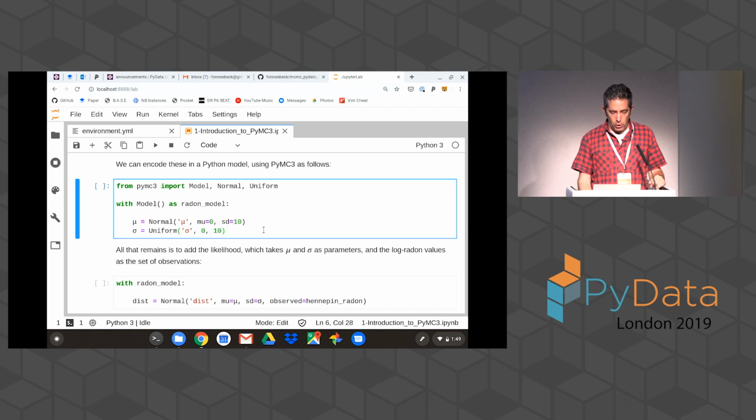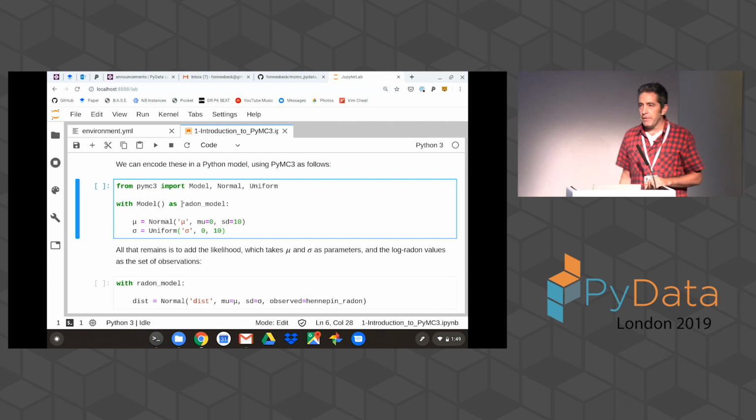So I'm going to take a normal and a uniform. I'm going to instantiate a model and put it inside of a context manager. The with statement is a context manager, and what this will do is automatically add anything inside that context manager to the model. So you don't have to have all these add statements, which are happening under the hood.